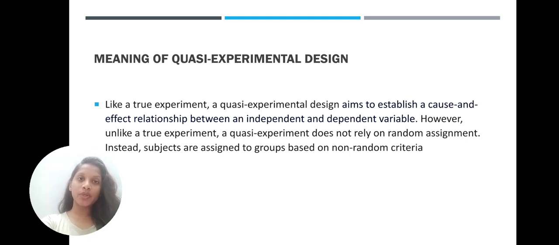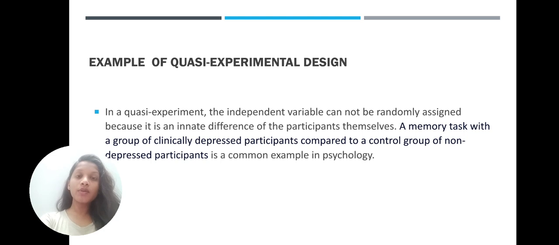Like a true experiment, a quasi experimental design aims to establish a cause and effect relationship between an independent and dependent variable. However, unlike a true experiment, a quasi experiment does not rely on random assignment. Instead, subjects are assigned to groups based on non random criteria. So, this is the meaning of quasi experimental design. In the next slide, again, we'll be seeing the example for this topic.